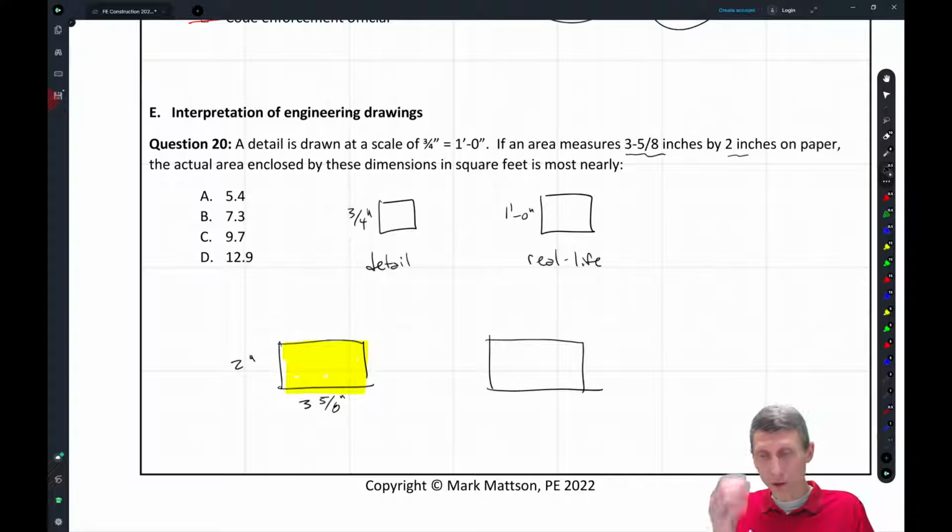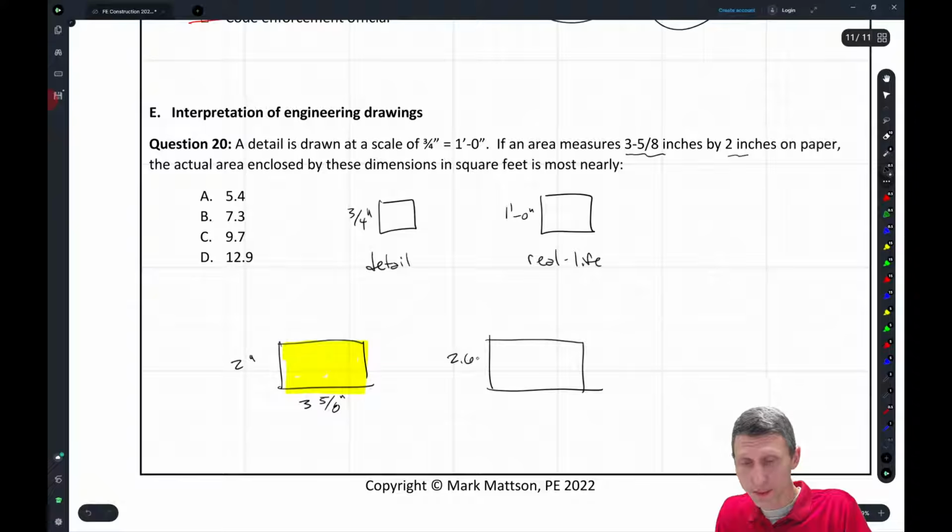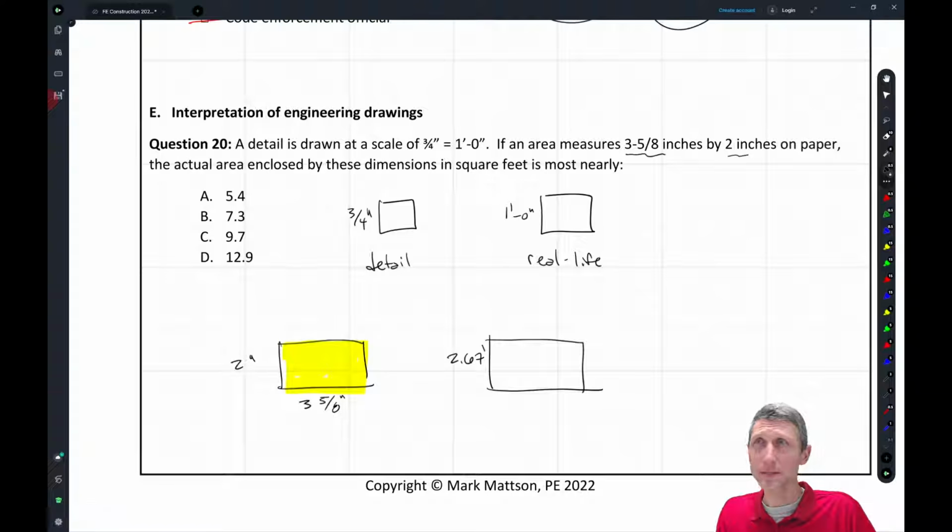In order to go there, we know for every 3/4 of an inch, we have 1 foot. So this would be 3/4. 3/4 gets me 1.5 inches. Man, I don't really get there. How do I do this? What I would do is take your 2 and divide it by 0.75. If you do that, 2 divided by 0.75, that's going to give me 2.67 feet. Does that make a little bit of sense?